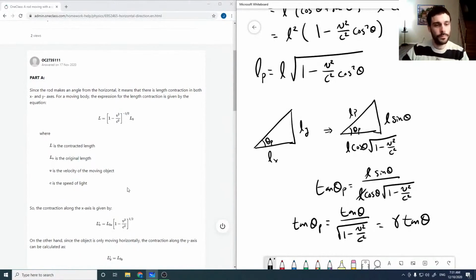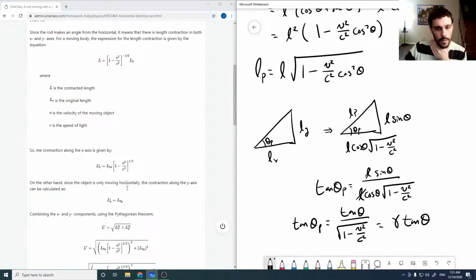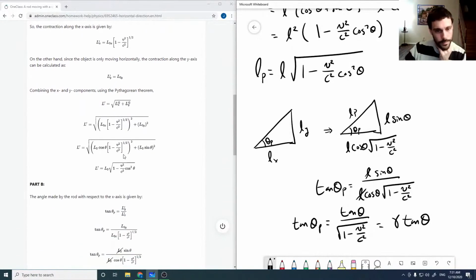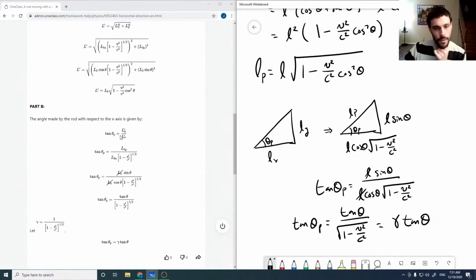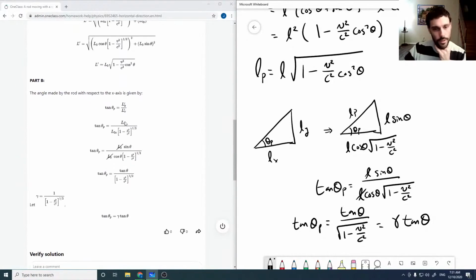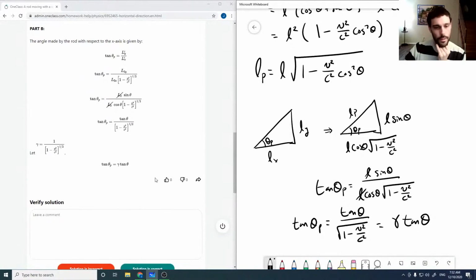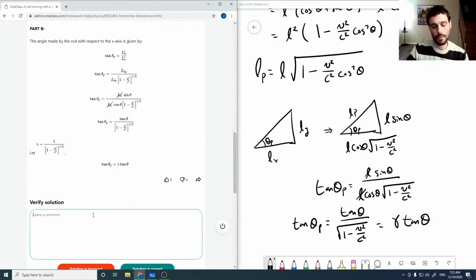Okay, so since the rod makes an angle from the horizontal, length contraction in both axes, so no, it'll just be in the x, but that's probably just a mistake. So the compression along the y is nothing, so it's not being compressed at all, so that's good. And for the angle, it's the old y divided by the new x, and gamma is this term, so then tan theta p is gamma tan theta. So that looks good.